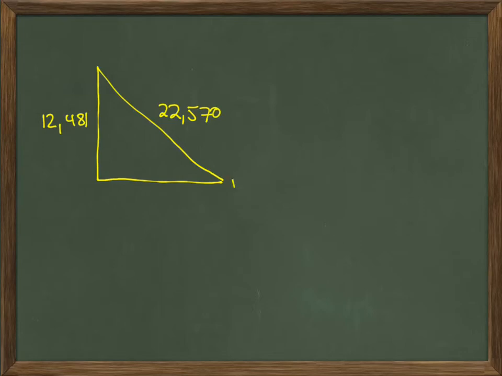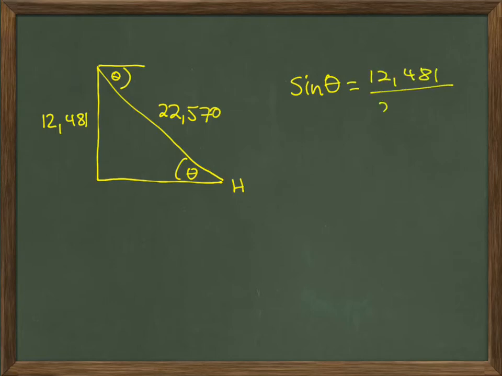So the house is right here. We're looking for this angle here, the angle of depression, which is the same as the one I drew there. Okay, so we can just find what we have given, an angle, opposite over hypotenuse, that's the sine. Sine theta equals 12,481 over 22,570.